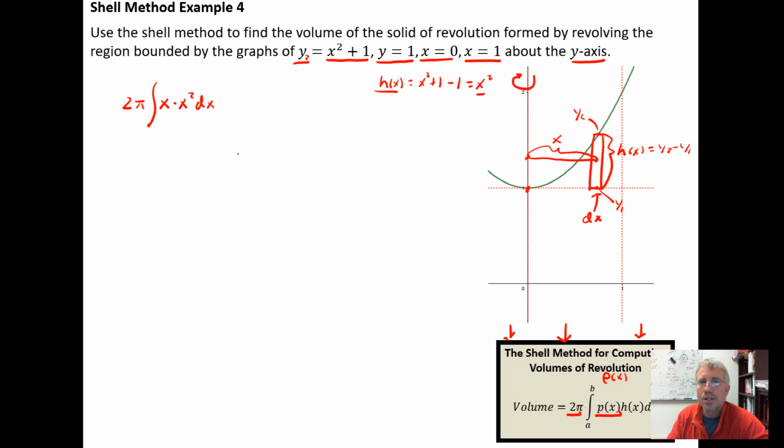And then we're integrating with respect to dx, so we're going to run over the x-axis from 0 to 1. So those are our x-axis bounds of integration.